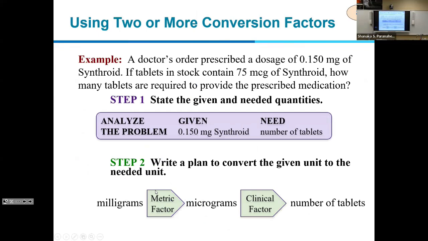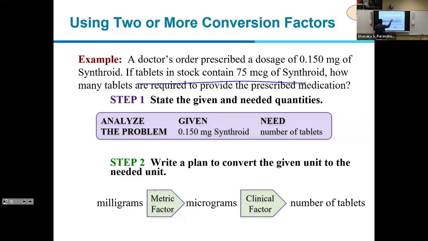So there are some equations in this question. Actually, there is one. So we are going to identify that equation. When you read this question, it says a doctor's order prescribed a dosage of 0.150 milligrams. That's the prescribed dosage, and that's going to be your starting point. So that's the required dosage for the patient. But in the next sentence, it says if tablets in stock contain 75 micrograms of Synthroid.